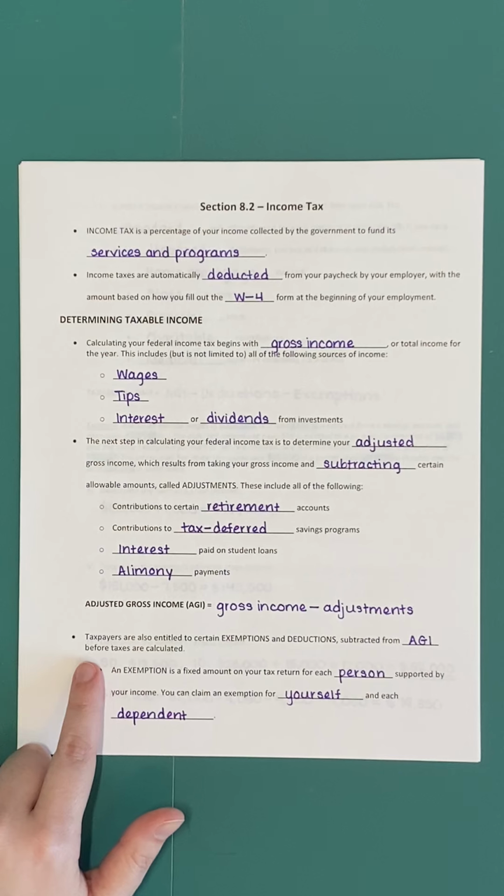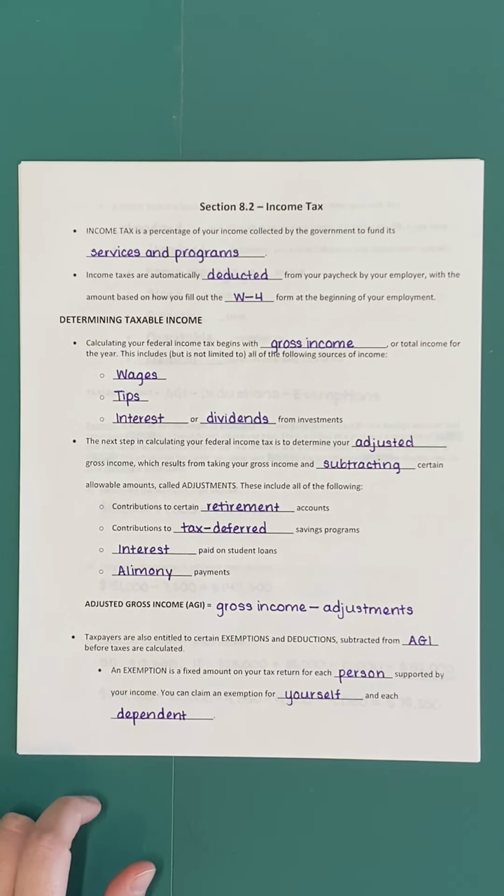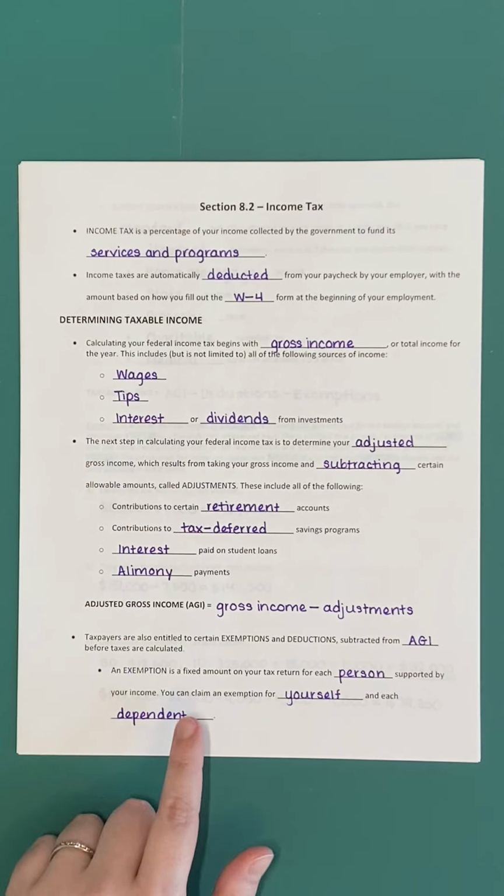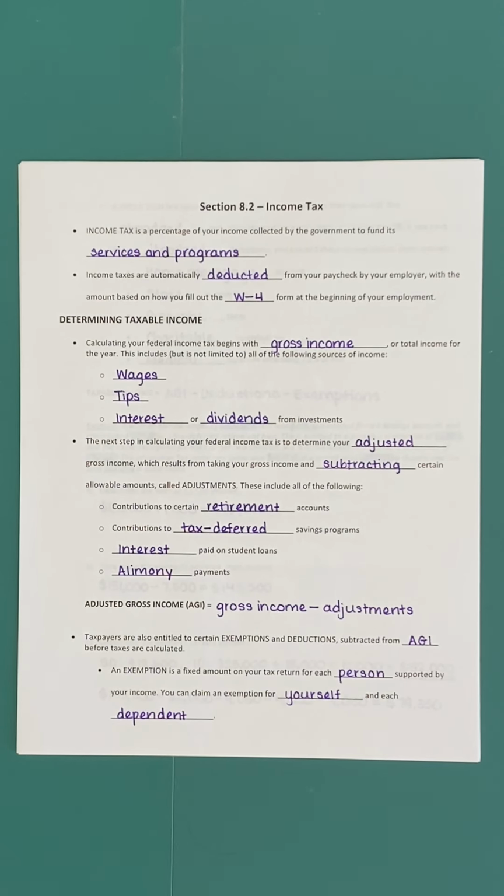So an exemption is a fixed amount on your tax return that represents each person supported by your income. You can claim an exemption for yourself and for each dependent. So it's going to be an amount set by the government. For each person in your household that's supported by your income, you get to subtract this amount one time for each of those people. And that's going to then be subtracted off of your adjusted gross income. It's going to decrease how much of your income is taxed.